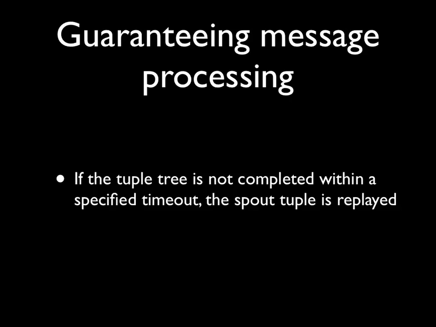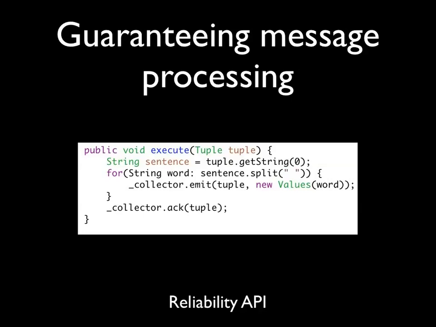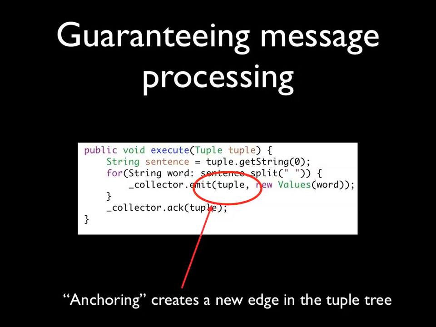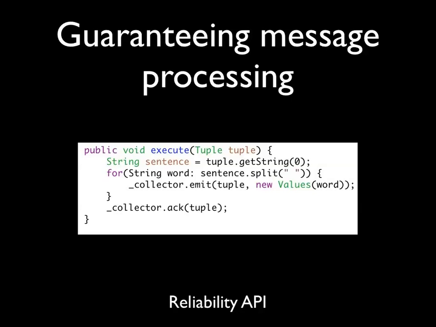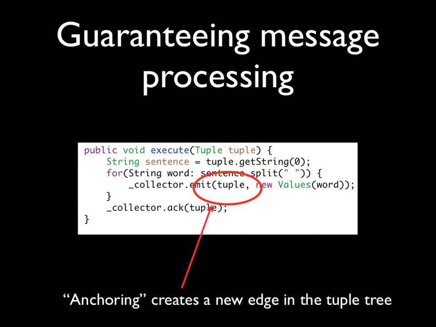So with this strategy, Storm provides an at least once guarantee on processing. There's a little bit of work that you have to do to take advantage of this reliability, but it's pretty straightforward. The first thing is that you have to tell Storm whenever you're creating a new edge in that tuple tree. So here's the implementation of the split sentence bolt in Java. Whenever it emits a new word, we put the sentence tuple as the first argument. This is called anchoring, and this just creates an edge in the tuple tree.